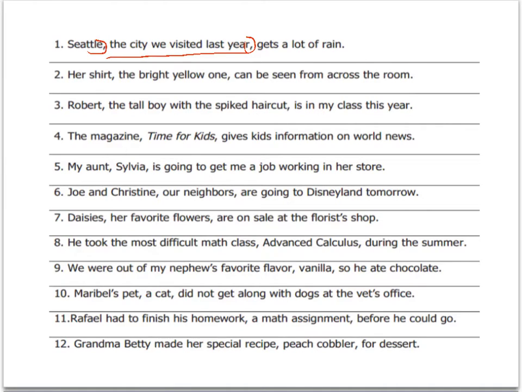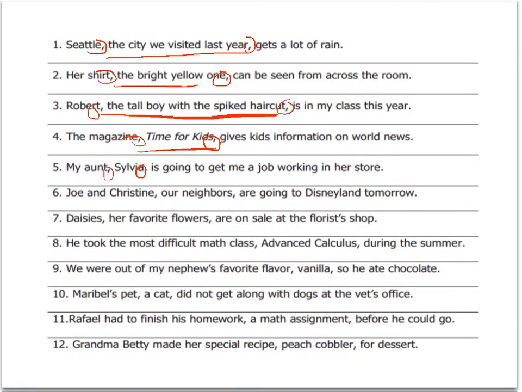Number two, her shirt, the bright yellow one, can be seen from across the room. Again, the commas should give it away that the bright yellow one is the appositive, and it is also not essential to the sentence. So, one by one, number three, look at the commas, underline the appositive. You almost don't have to know the meaning of the sentence to do this. The magazine Time for Kids gives kids information on world news. Comma, comma, appositive.